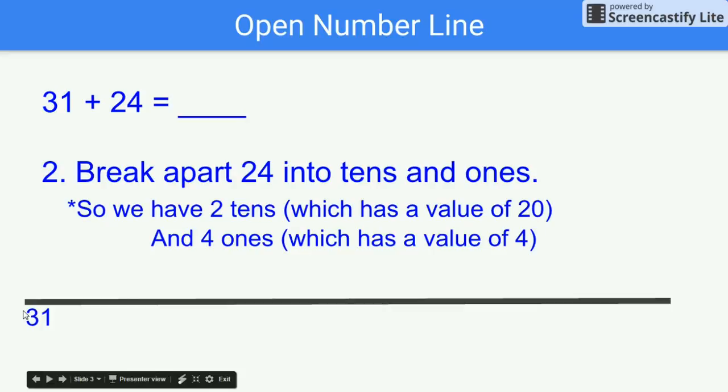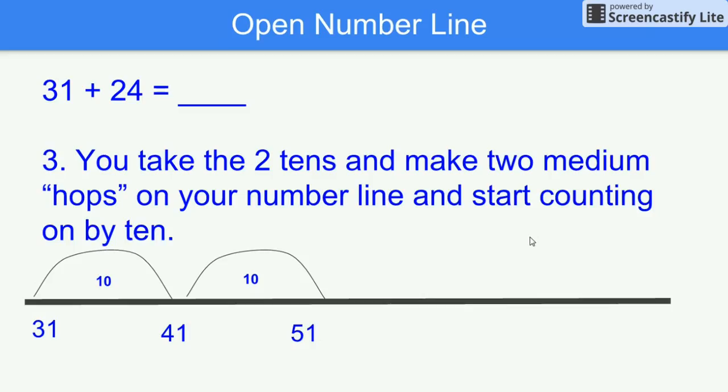We then take our 24 and break it apart. We're decomposing our number. So we have 2 tens, which has a value of 20, and 4 ones, which has a value of 4. We will then use that to start counting on our number line. So we take our 2 tens and we make 2 medium-sized hops, and we count by 10 as we do it. So we start at 31, jump by 10 to 41, and make another jump to 51.